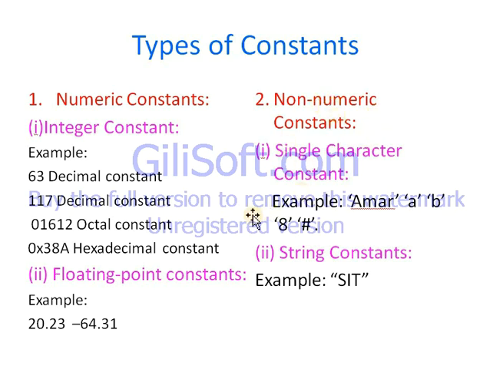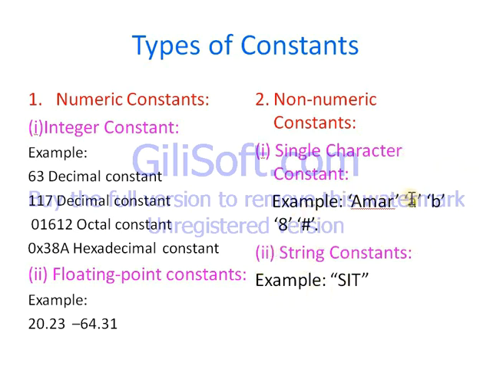Means any character or the set of characters enclosed in a single inverted comma is known as a single character constant. And the next one is the string constant.